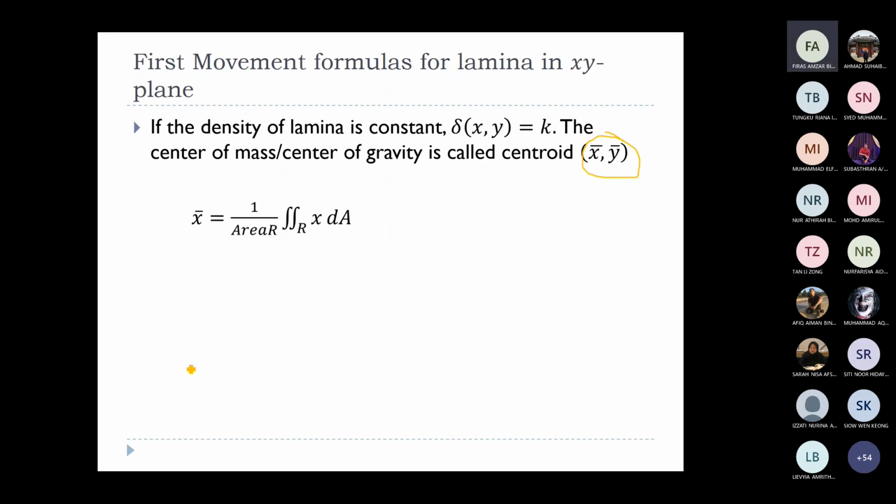Okay. So x bar will be equal to 1 over the area, multiplied with the double integral over the region R of x dA. And then y bar will be equal to 1 over the area of R, taking the double integral of y multiplied with dA. So from here, we get the first moment formula for the lamina in the xy plane.